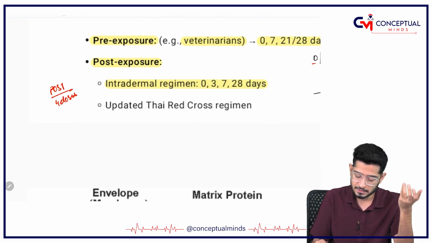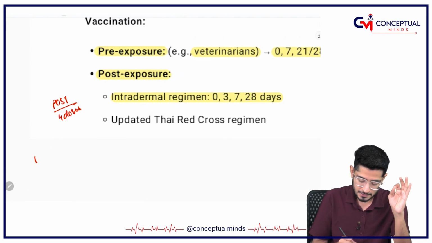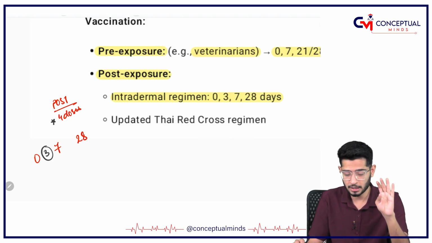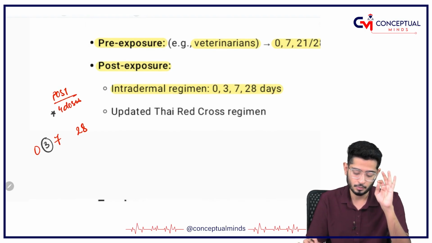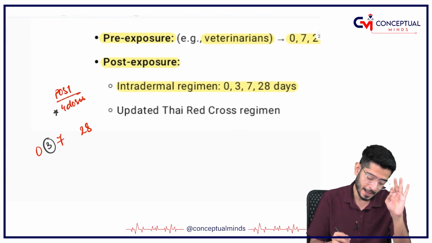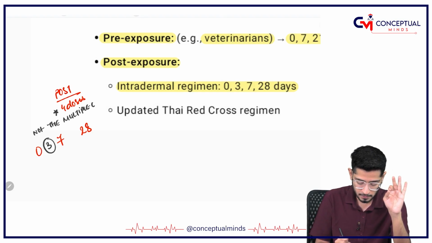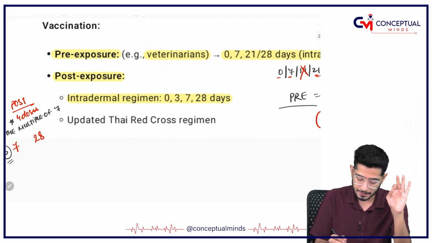When you are going to take these 4 doses, remember this, 0 is going to be there, 7 is going to be there, 28 is going to be there. You just have to add 3 in it. So for post prophylaxis, you have to take 4 doses. Very important, the post schedule is not the table of 7, not the multiples of 7. So 3 is also going to come. Both of them are intradermal.